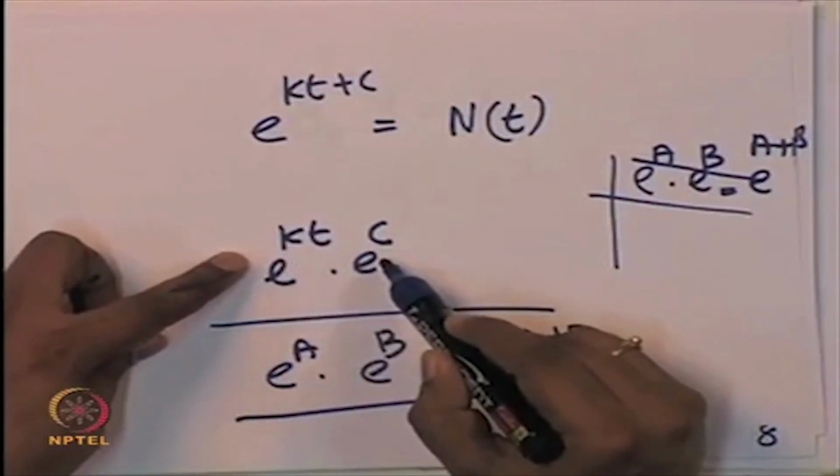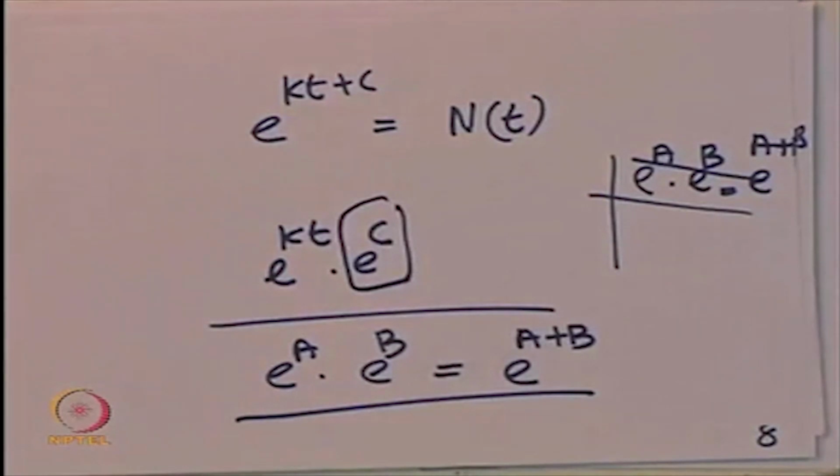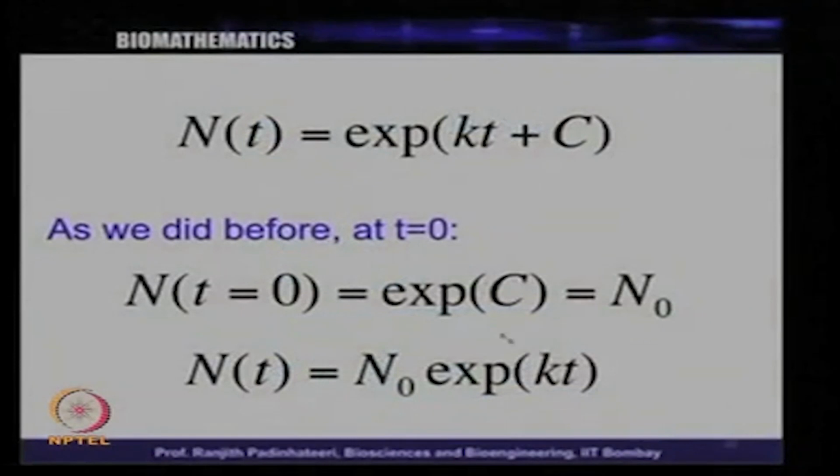So, that is what we did, and this e power c is nothing but n 0. So, that is what we did here. So, we know that e power c is n 0. So, n of t is n 0 e power k t. So, we can write it this way. So, what does this mean now? What does n of t equal to n 0 e power k t mean?